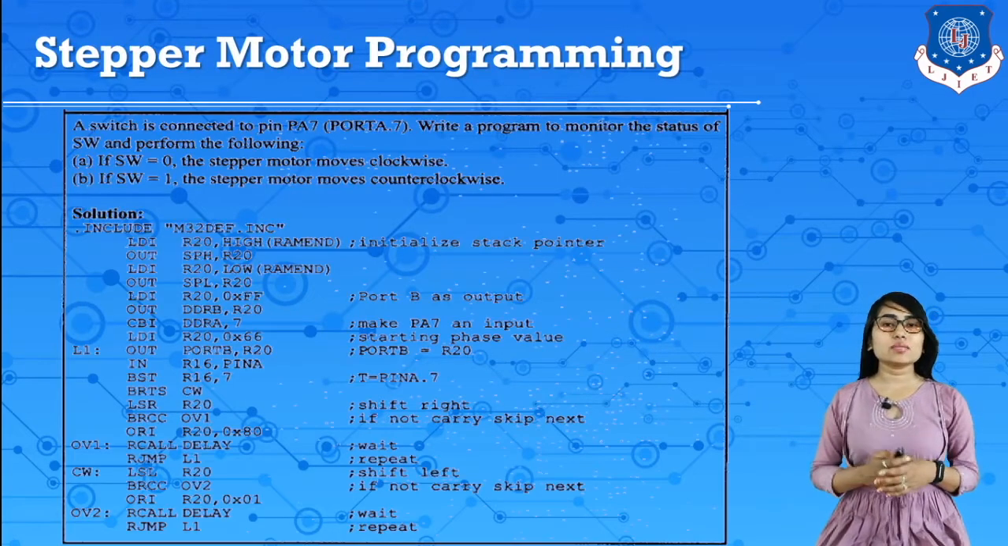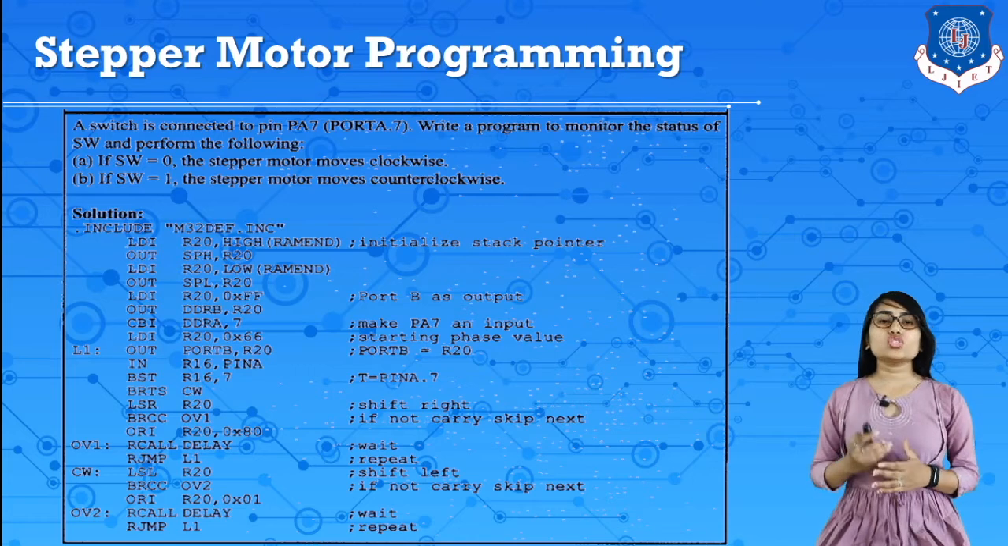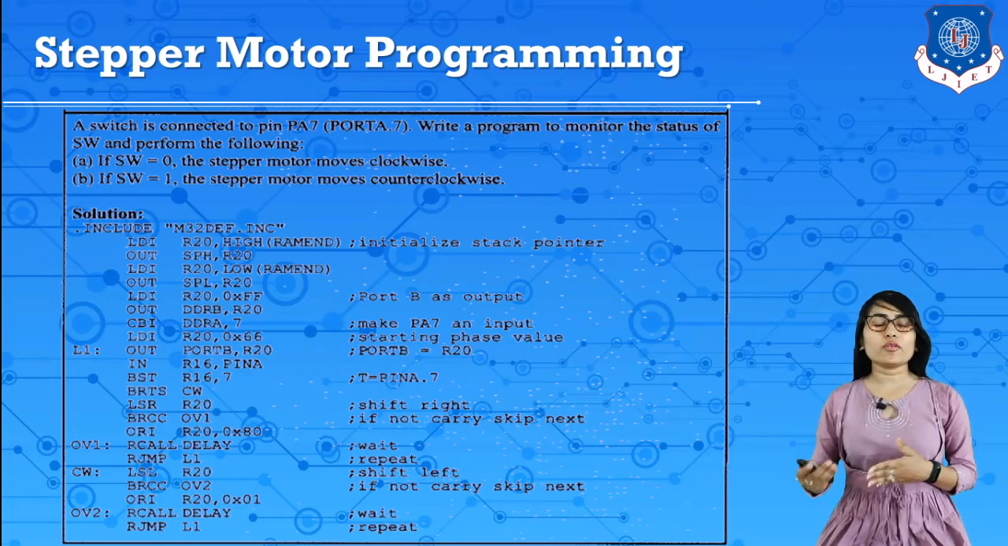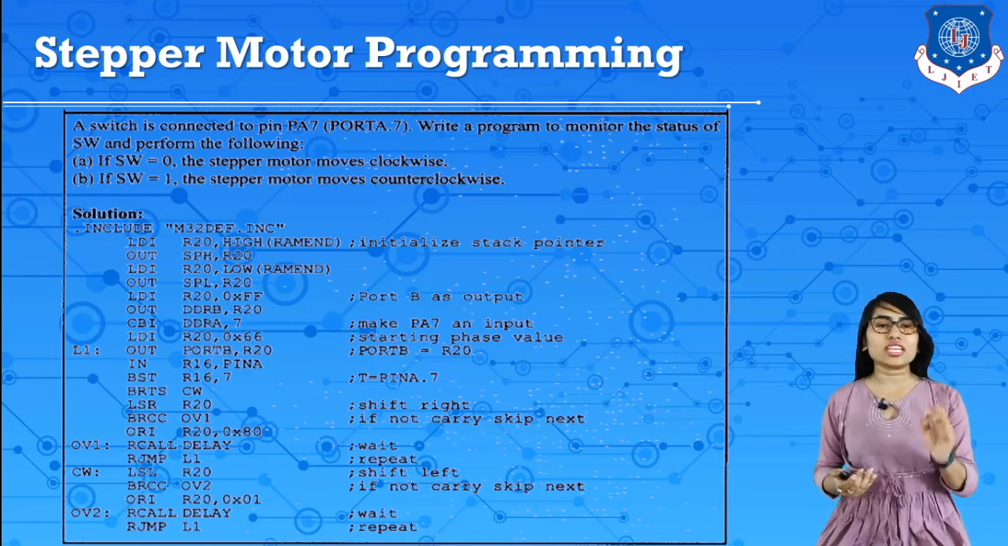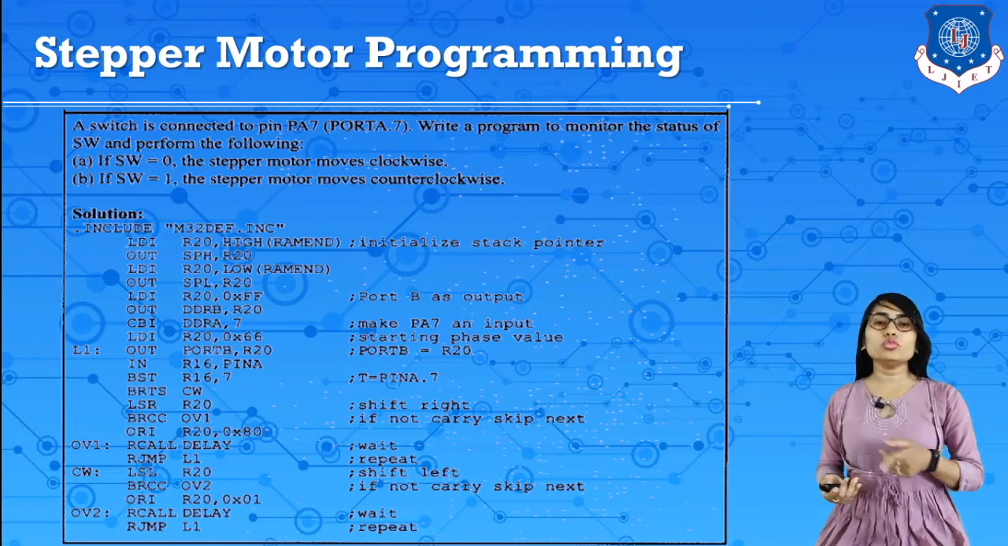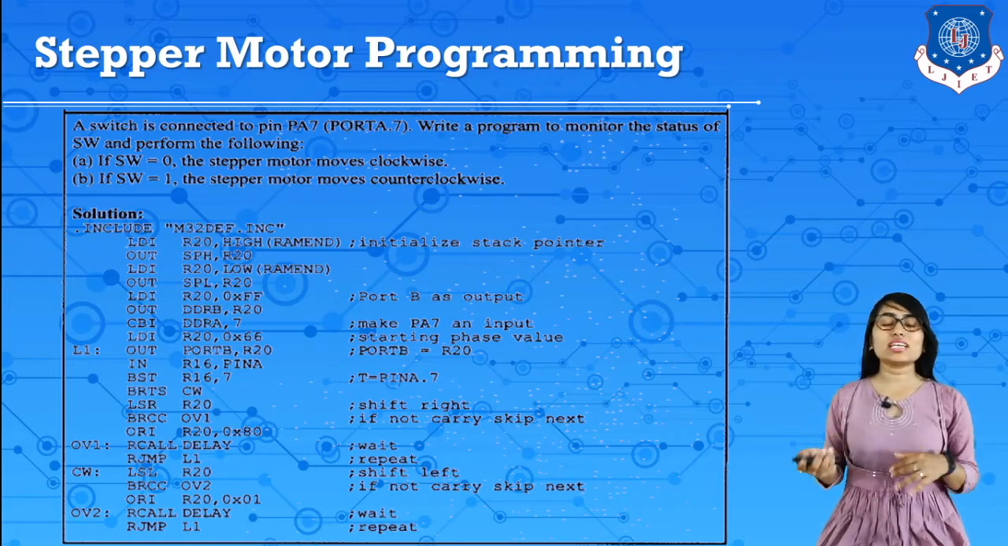Now let's discuss stepper programming. Here we have one program where a switch is connected to PA7, that means port A.7. Write a program to monitor the status of the switch and perform the following. If SW equals 0, then the stepper motor moves clockwise, and if the switch equals 1, then the stepper motor moves counterclockwise, that means anti-clockwise. So how can we do this?